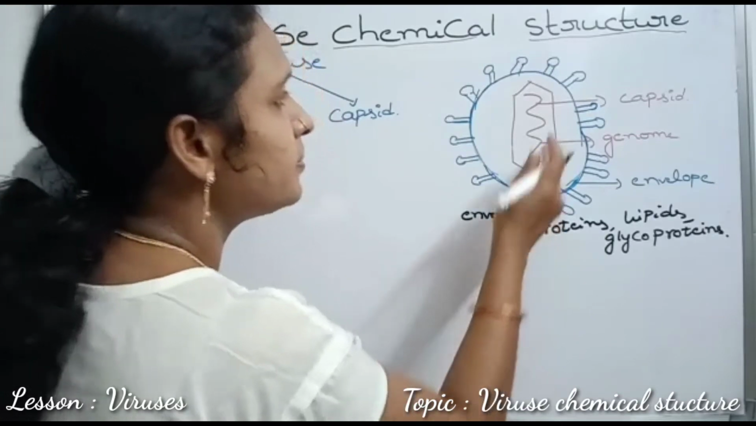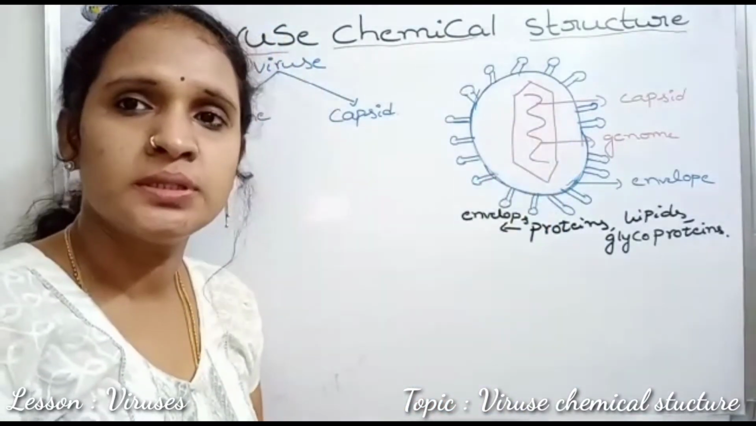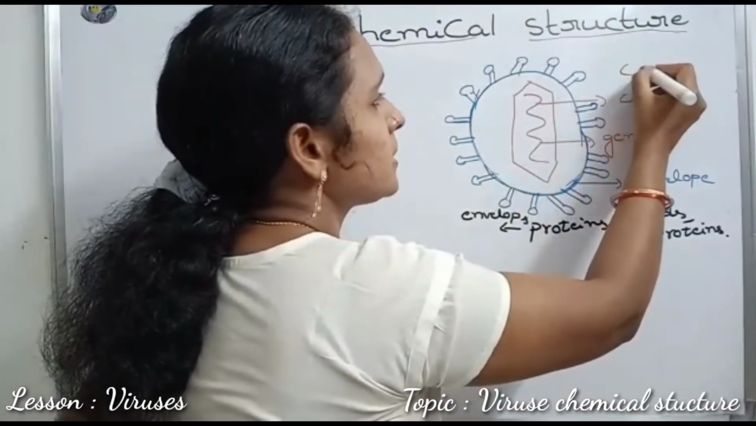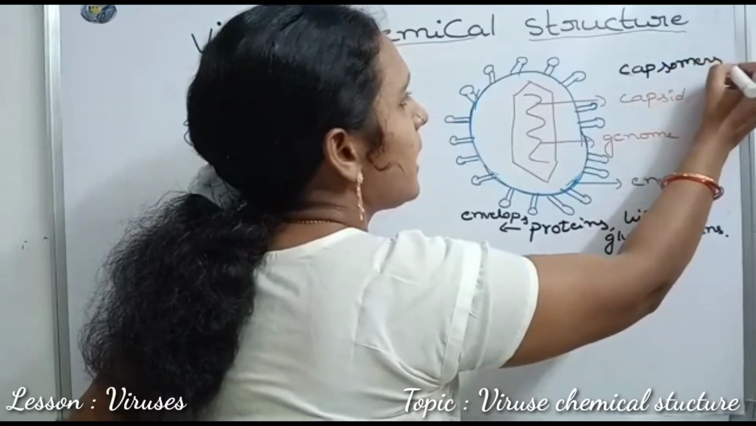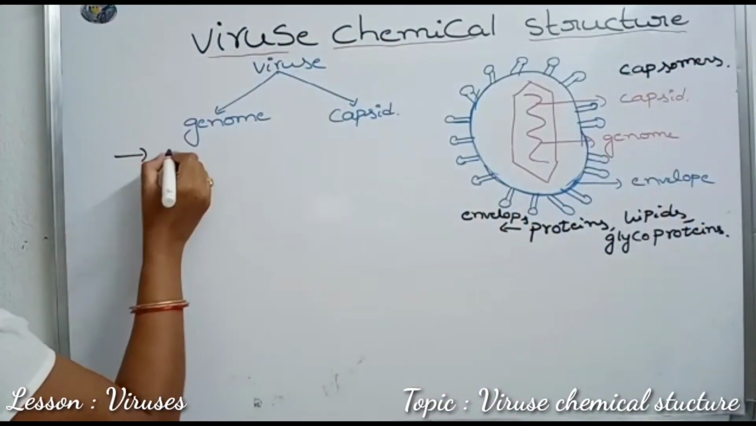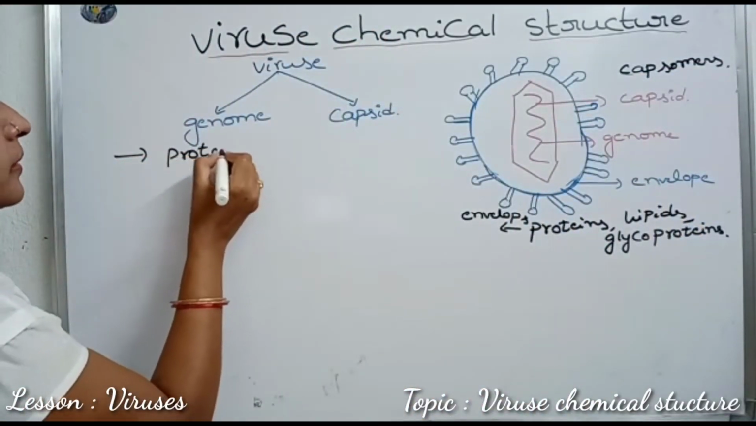The capsid is made up of protein subunits, which are called capsomeres.